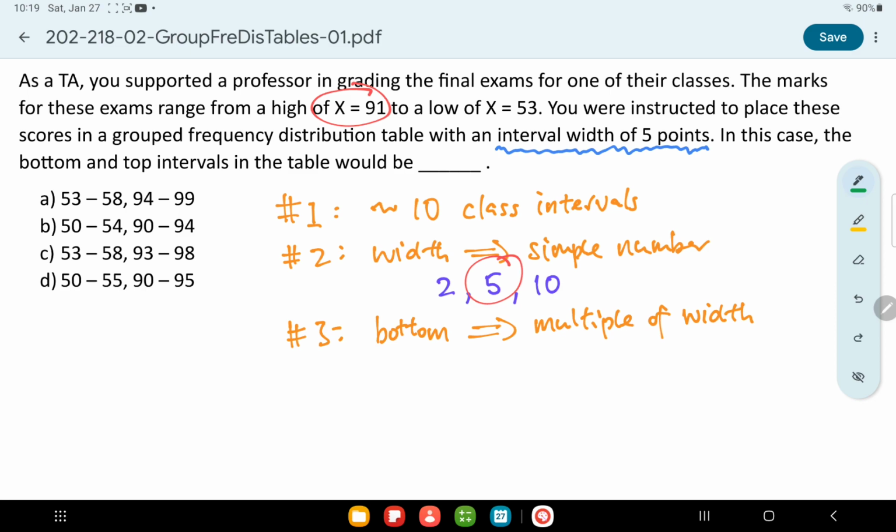Since they need to be multiples of the width, we're talking about the use of numbers, for example, 30, 35, 40, 45, 50, 55, and so forth. Do you see? This is exactly what we're referring to.